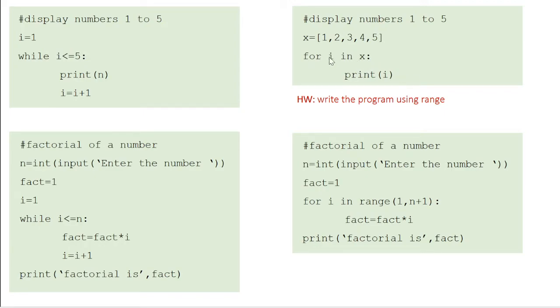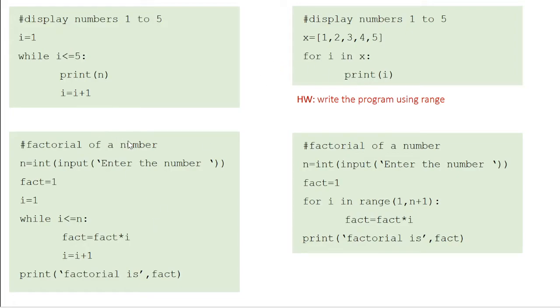So what happens? In the first iteration, i takes the value of the first element, which is 1. So print(i) will give you the answer 1. In the second iteration, i will take the value of the second element, which is 2. So 2 will be printed. Same way, all other numbers will be printed. This is one of the methods. Now, as an assignment, you can do the same program using the range function. You know how to create a list like this using the range function, right? So you can do that. What I have done in 3 steps, probably you can do in 2 steps.